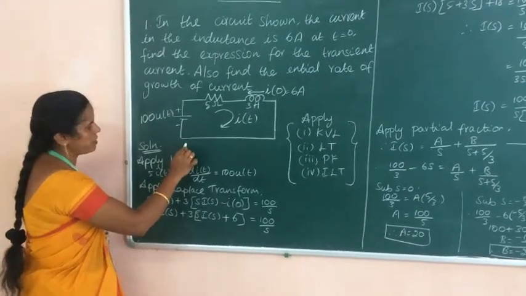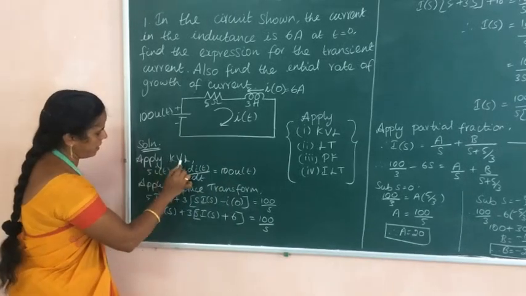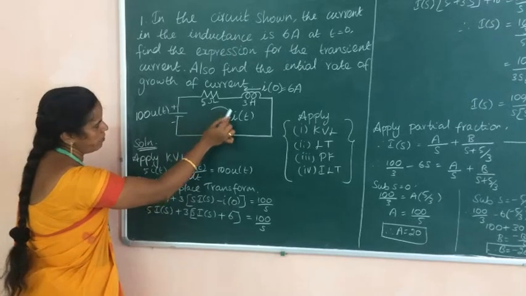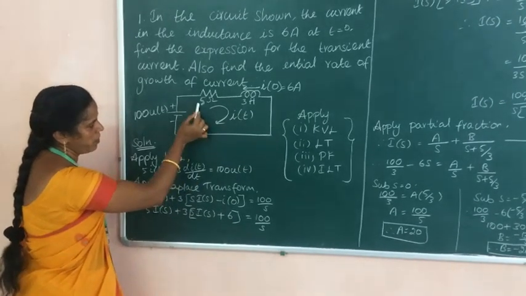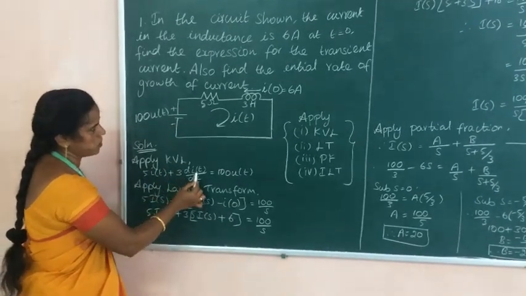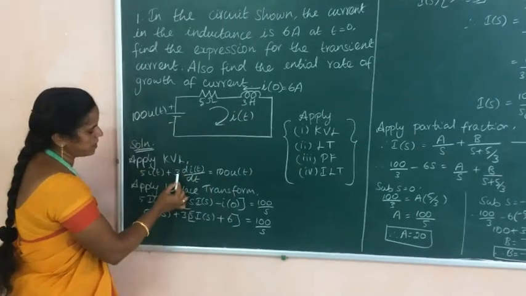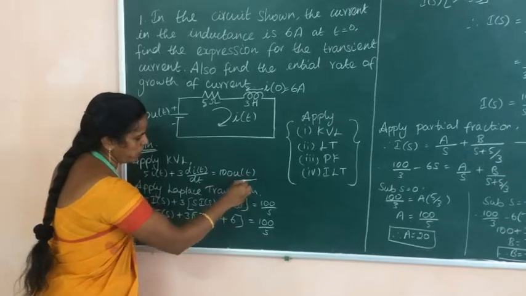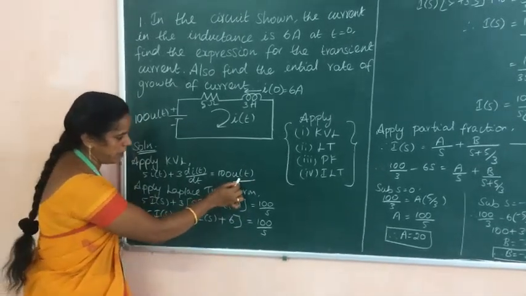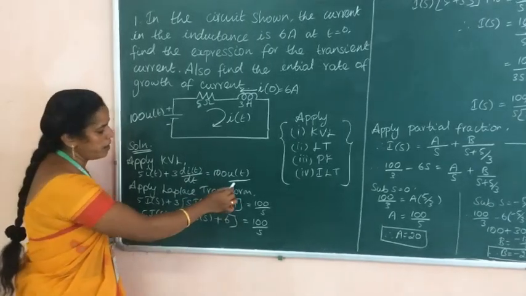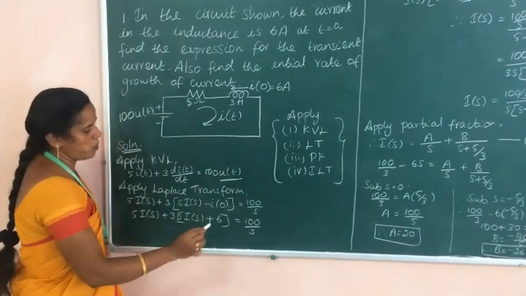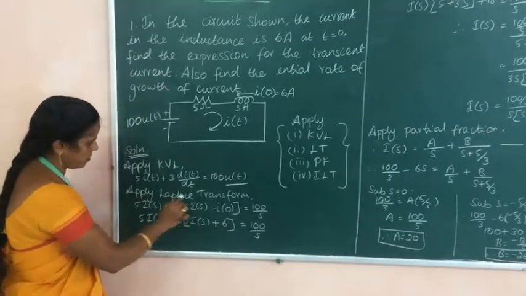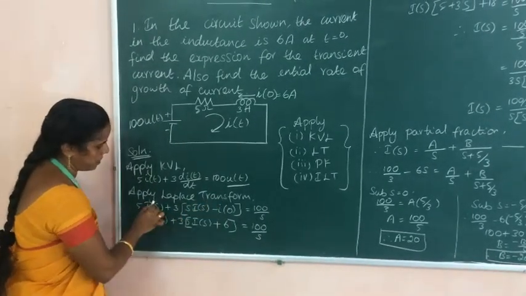First, for the given circuit we are applying KVL. This is a simple RL series circuit. The current flowing through this one is I of t. So 5 into I of t plus, for this inductance, 3 into di by dt, is equal to 100 into u of t. This u of t is nothing but a unit step signal, so u of t is equal to 1 for all values of t greater than 0.